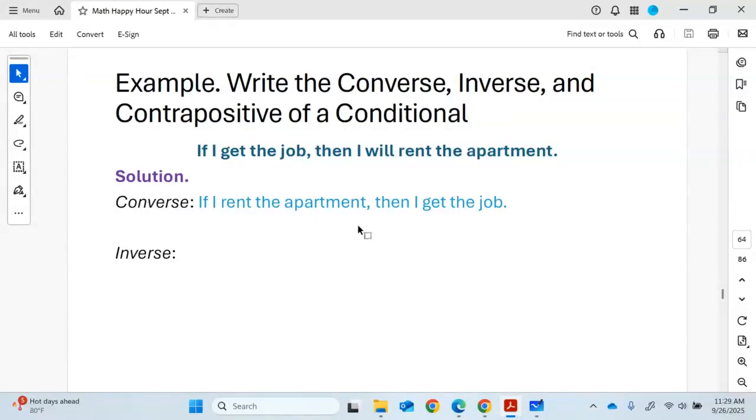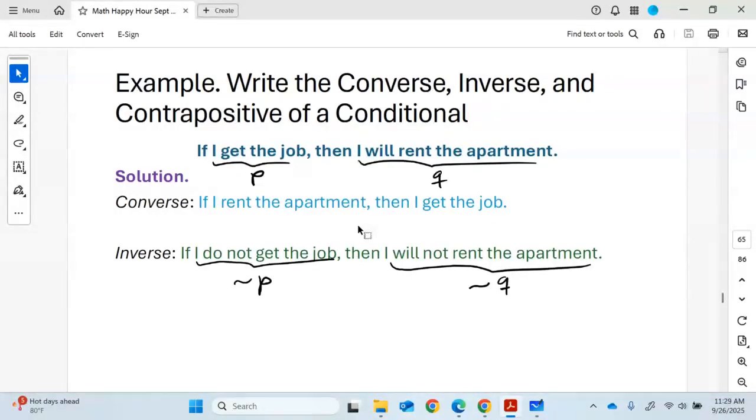To formulate the inverse, remember that the inverse keeps the same order, but negates them. So instead of saying, if I get the job, the opposite would be, if I do not get the job, comma, then I will not rent the apartment. So both of them are negated. If I get the job, the opposite is I do not get the job. And the opposite of I will rent is I will not rent the apartment.